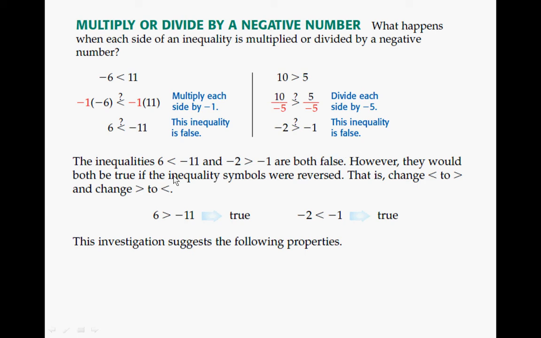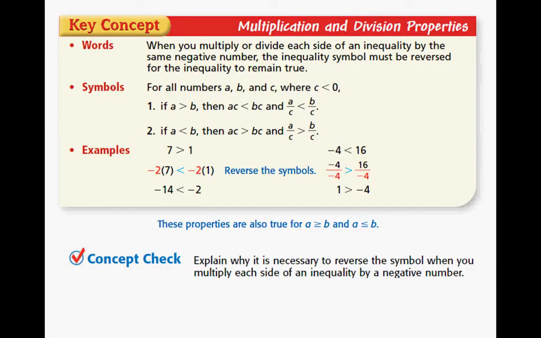So the inequalities here are both false. However, they would be true if you could reverse the symbols. So we want 6 to be greater than negative 11, which is true, and we want negative 2 to be less than negative 1, which is also true. So if that's the case, then we have to amend our properties when we're dealing with negative numbers.